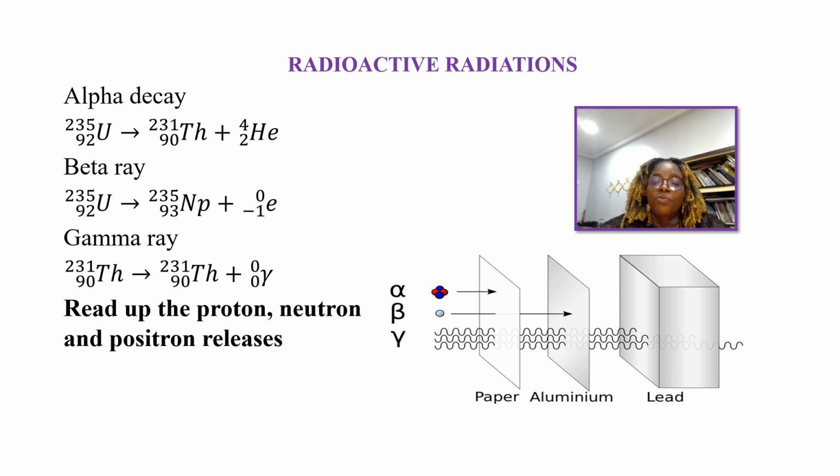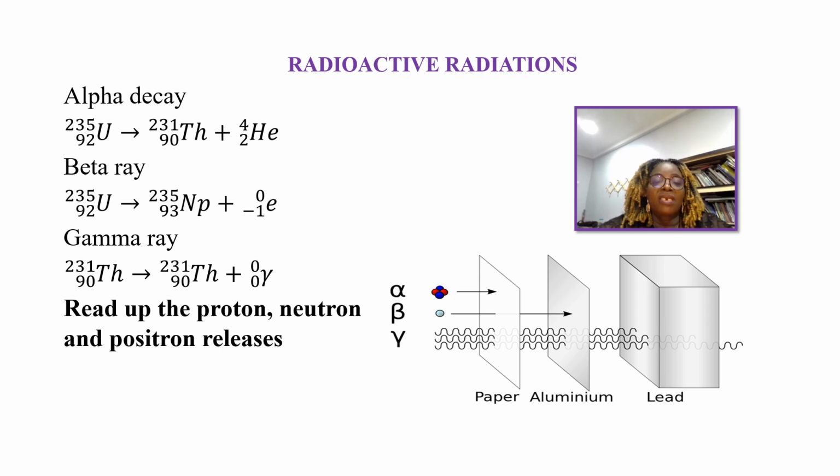These elements form radioactive radiations. They undergo radioactive reactions or nuclear reactions. Uranium can decay, and when it decays, its atomic number will decrease by 2. The mass number will decrease by 4, and then the proton will decrease by 2, and neutron will decrease by 2. Such a reaction is what we call alpha decay.